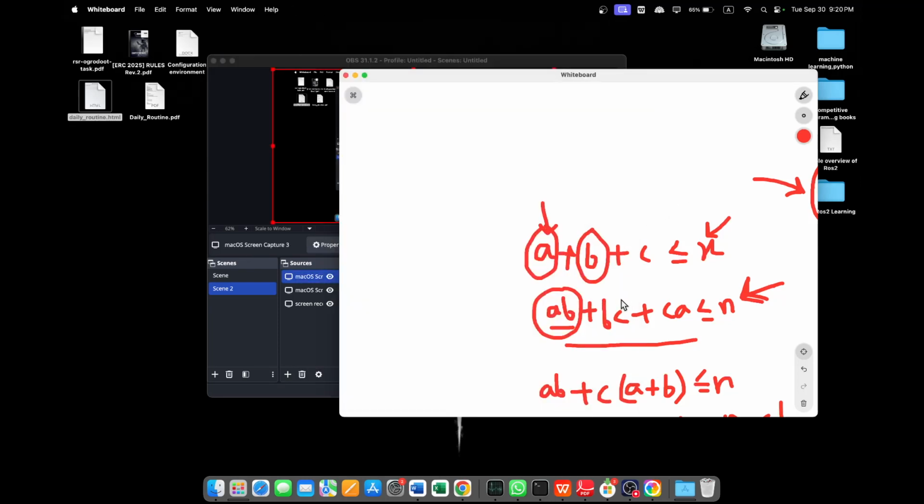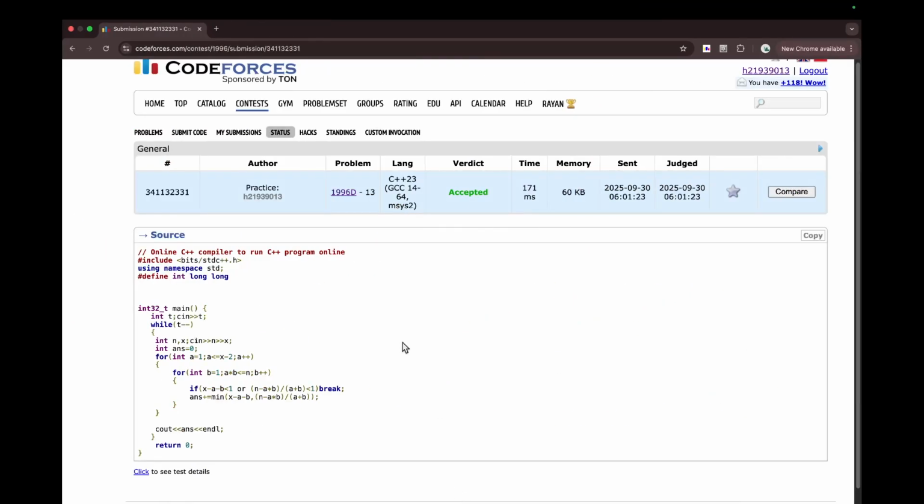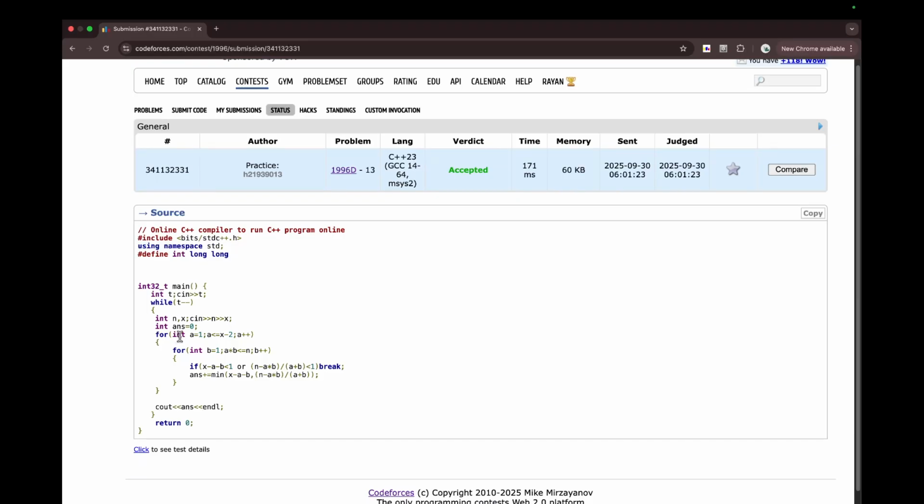Where is my code? Yes, here it is. I have done this: I have iterated a from 1 to x minus 2, then I have iterated over all possible b's, where the maximum value of b is such that a times b is less than or equal to n. Thereafter I have written a condition here: the possible value of C can be this or this.